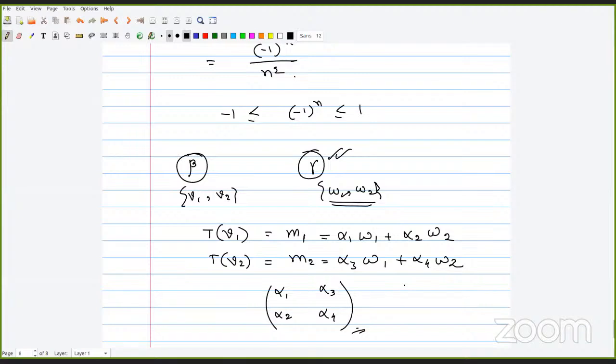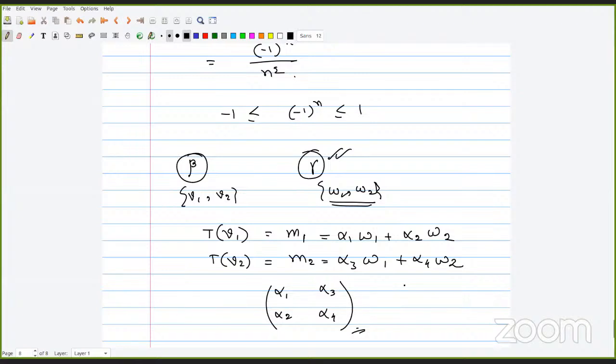So directly, if two bases are given and you are asked to find the matrix, then TV1 will not be equal to W1. TV1 will be some element. You know the transformation, right? So you put the first element in the transformation, you will get some output. Now you write that output as a combination of the basis elements of the codomain. So here M1 is my output for the first V1, and I am writing M1 as a combination of the basis elements W1 and W2.